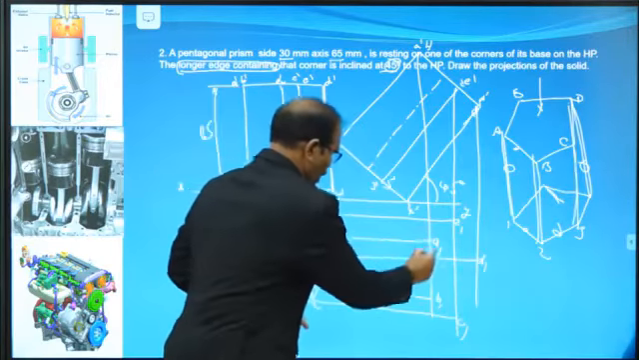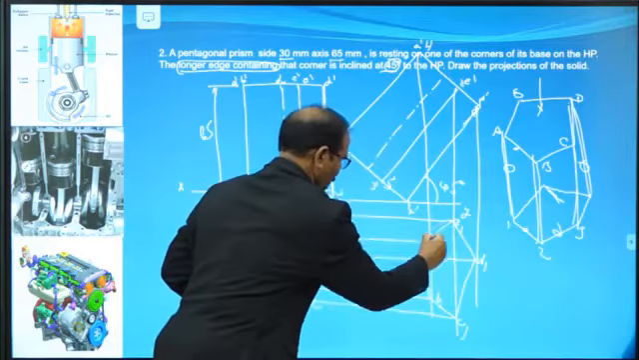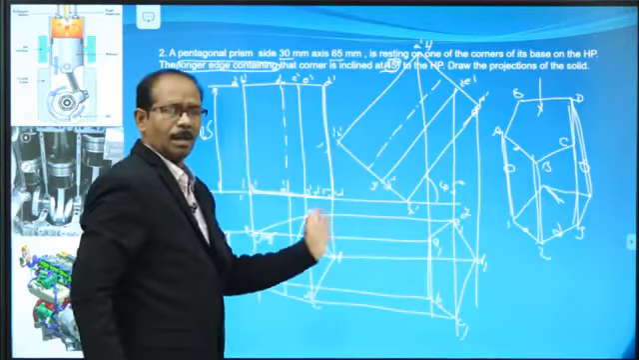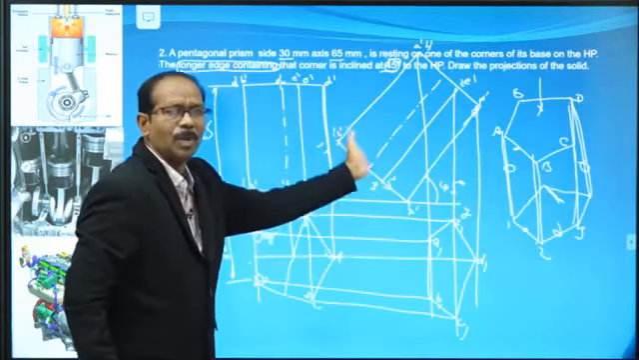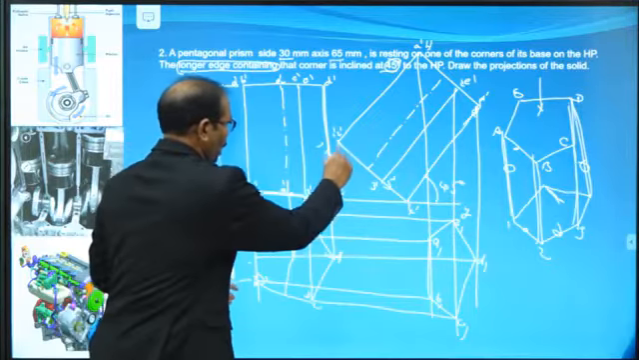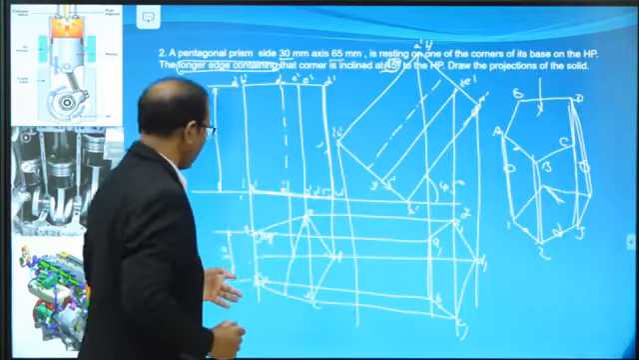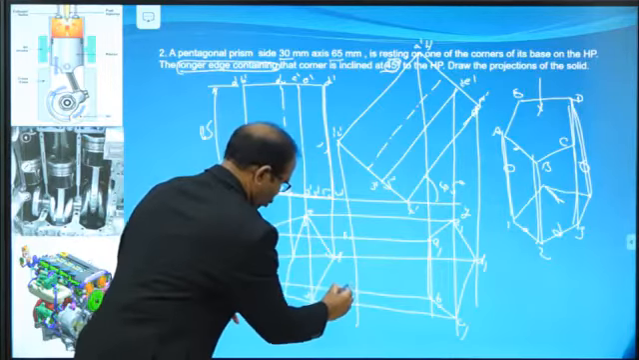And observe A to B, B to C, C to D, D to E, E to A. That is the required polygon final shape. A similar polygon will come in 1, 2, 3, 4, 5 points while joining. Let's say 1 and 2 points. Where is the one? Here it is. This is the 1 point. This is the 2 point.